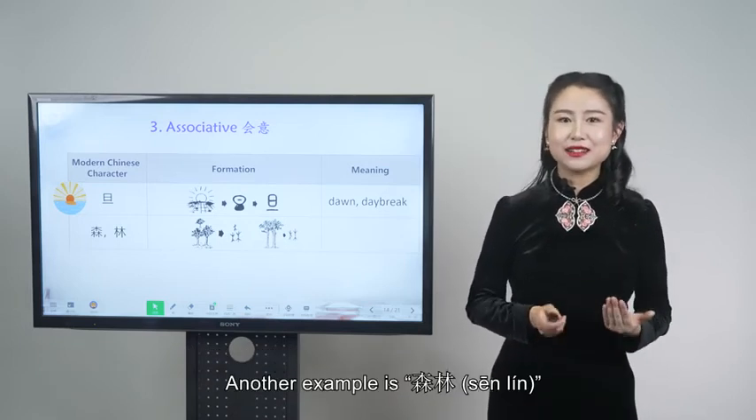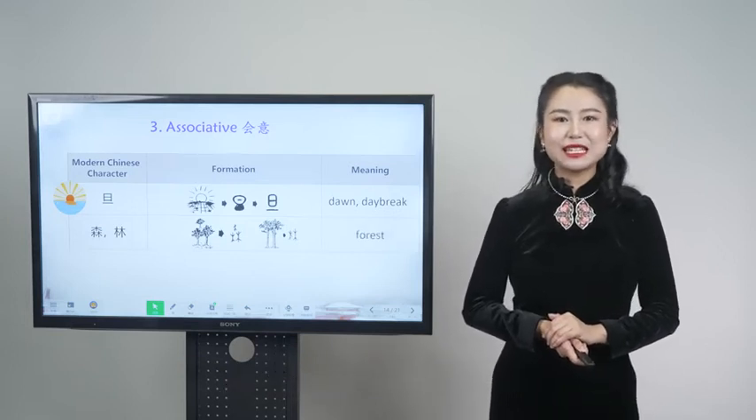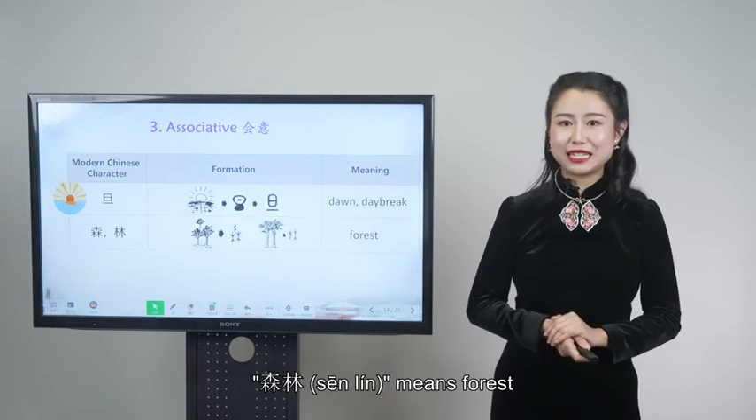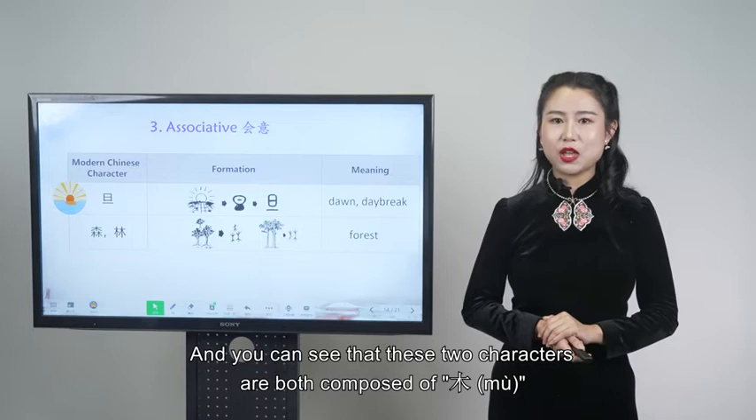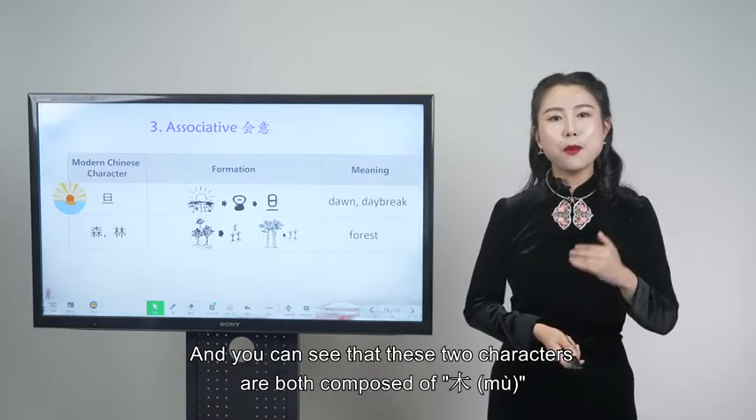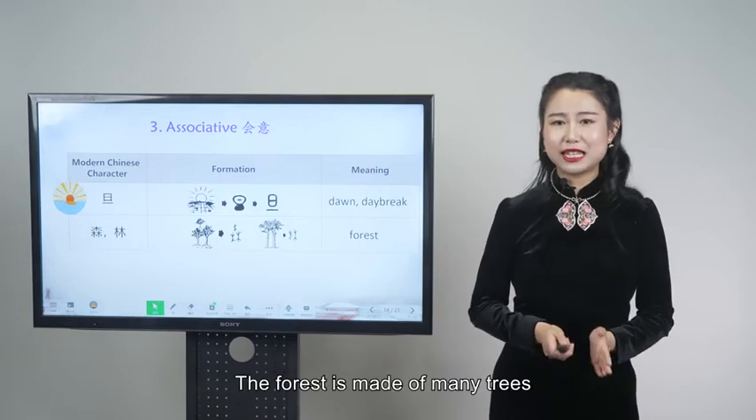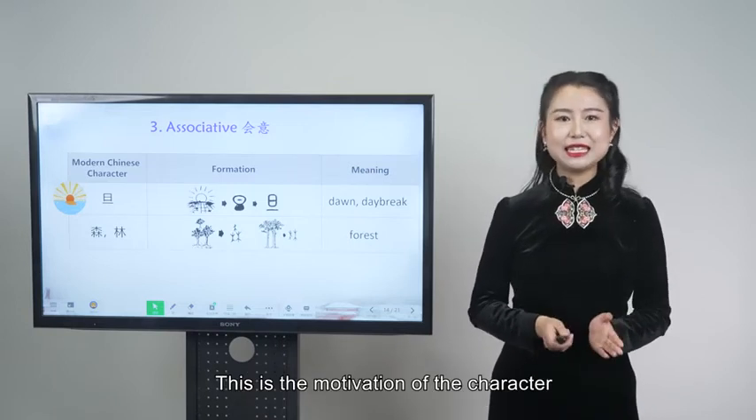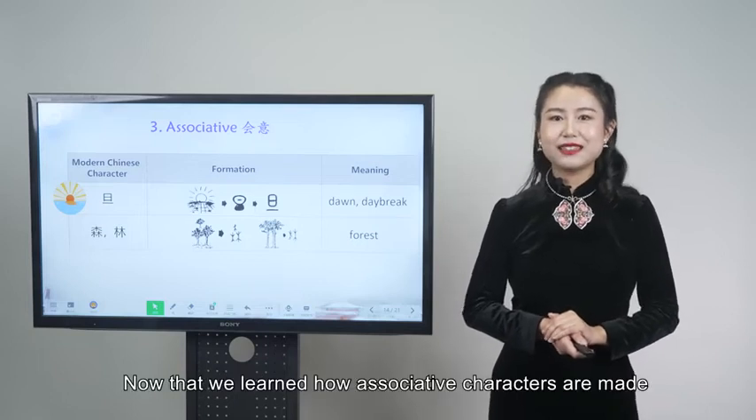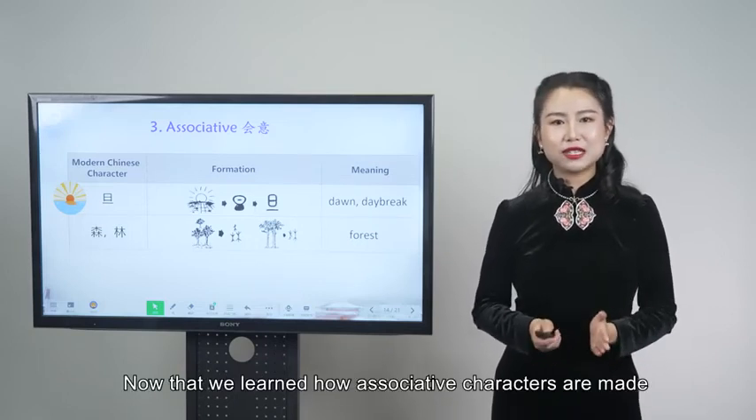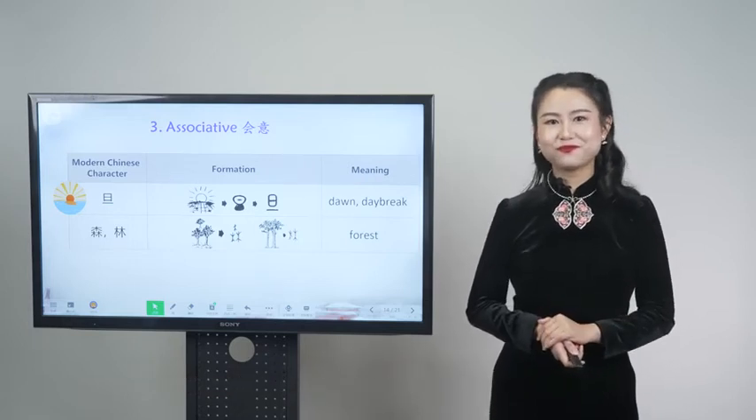So another example is 森林. 森林, it means forest. And you can see that these 2 characters are both composed of 木, which means tree. The forest is made of many trees. This is the motivation of this character. Now that we learned how associative characters are made, let's do an exercise together.